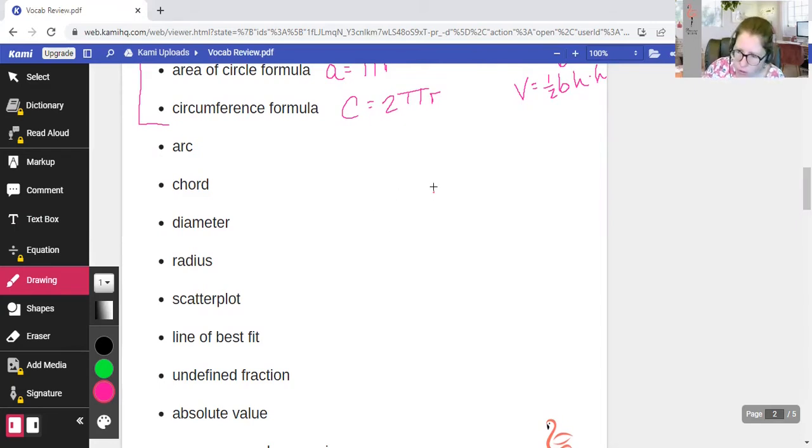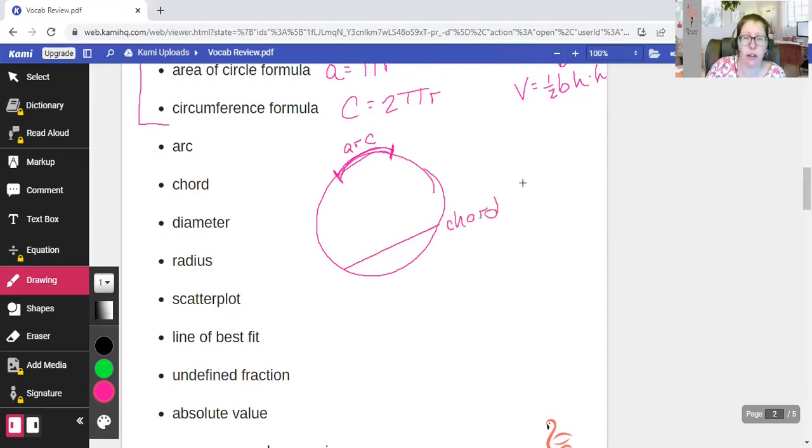All right, so we get our circle, and then an arc is a part of the circumference. Okay. A chord is any line that goes through the circle. All right. And the longest chord is going to be the one that goes through the center, otherwise known as the diameter. There's the center. And then I'm going to go ahead and draw a radius as well that goes from the center to one side of the circle.